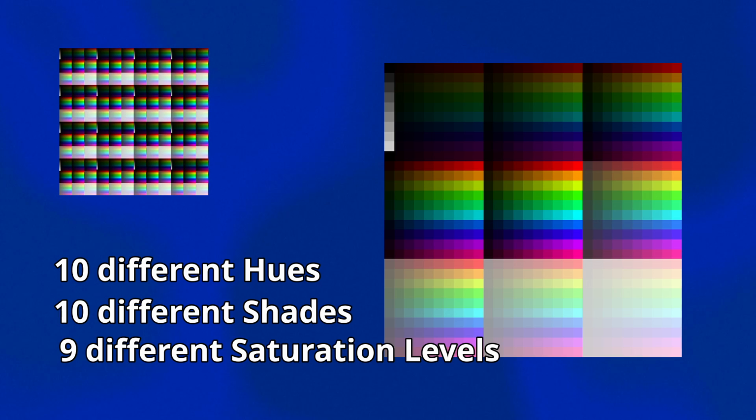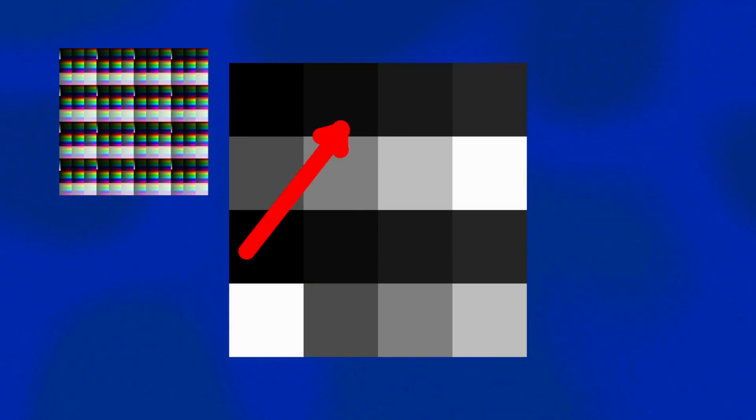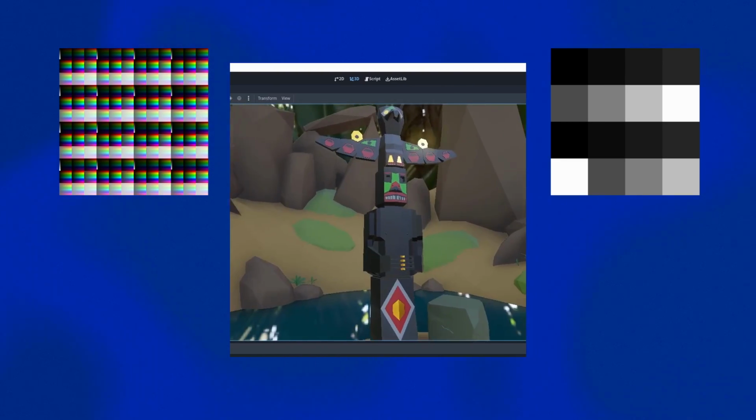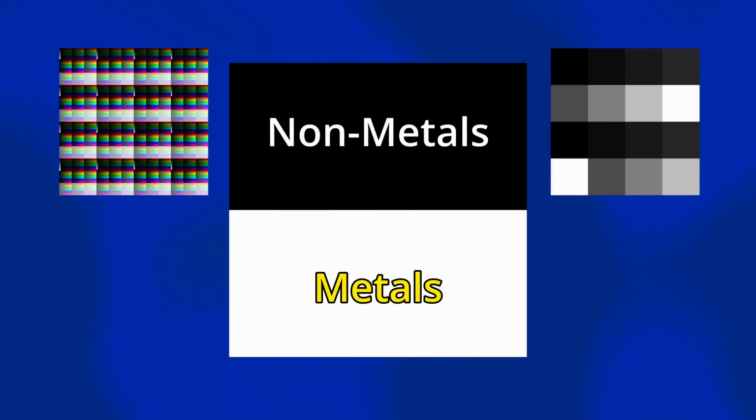The albedo contains 10 different color hues in 10 different shades, repeated in 9 different saturation levels. The same pattern is repeated 16 times. Why, you may ask? A look at the roughness map reveals the secret. Each repeated section represents a different roughness level, enabling me to enjoy PBR shading to its fullest. Not without a metallic map, of course.